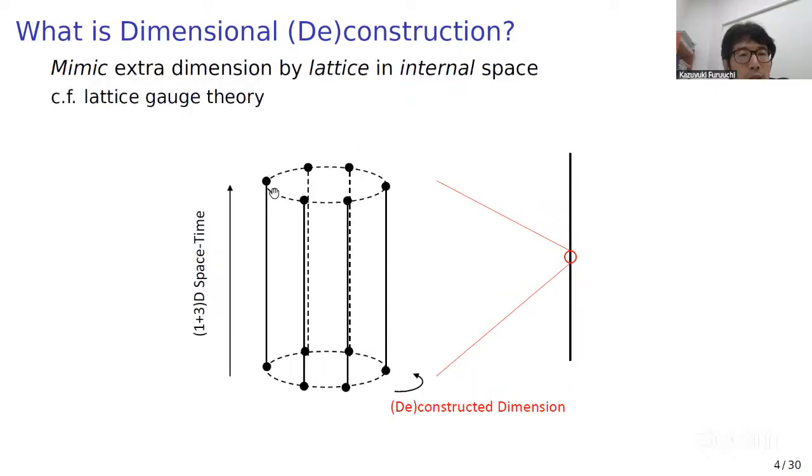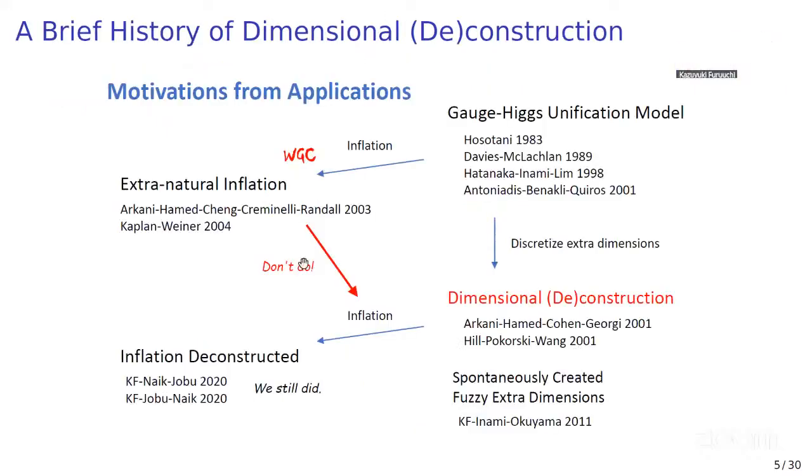So the idea of deconstruction is to mimic this extra dimension by a lattice, but a lattice in the internal space of the particle physics model. If you are familiar with lattice gauge theory, you can understand it quite easily. So we have discrete points which are periodically identified. And if you have many lattice points, it will cross over to the continuum limit.